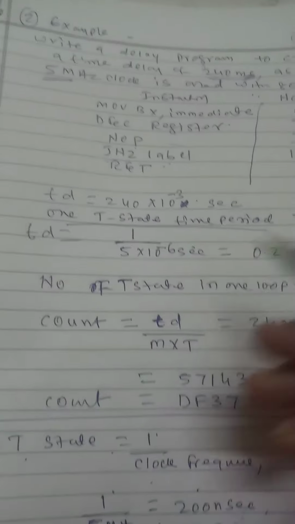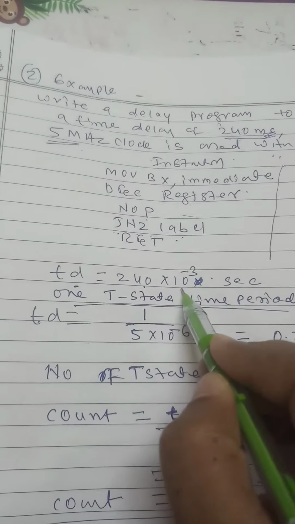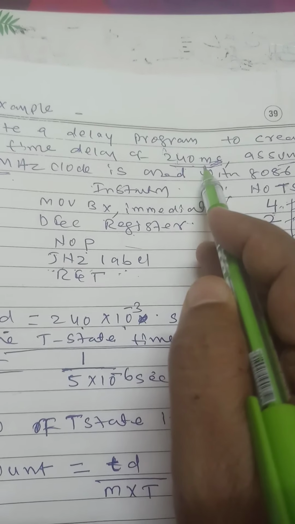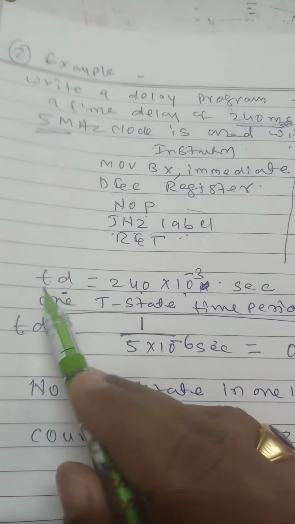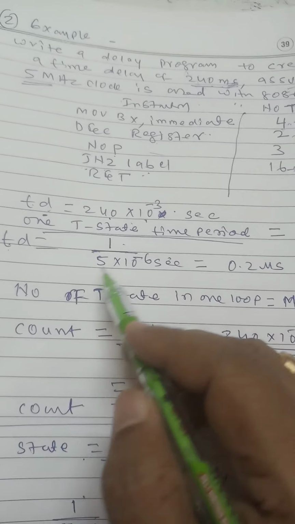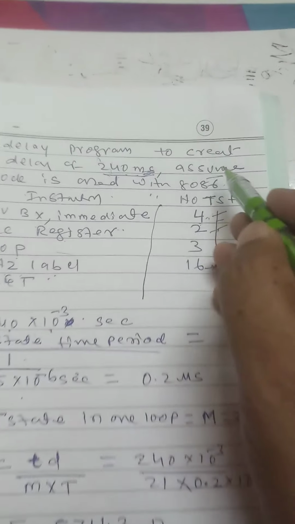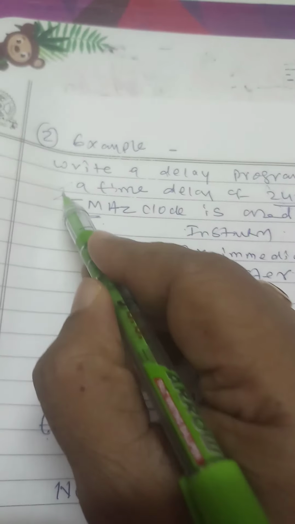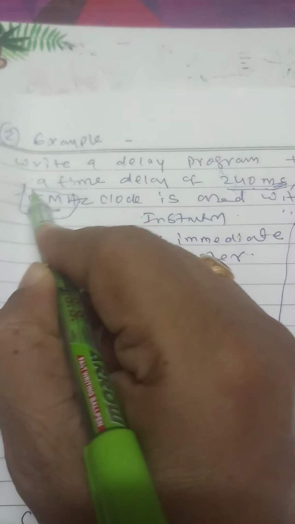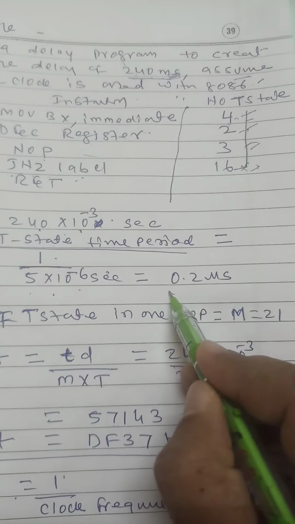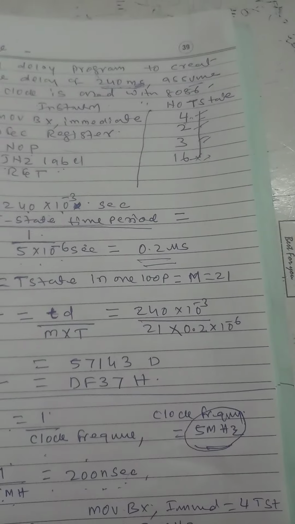Again here you can see TD is given as 240 millisecond. So that is the time delay. TD is nothing but the time delay. One T state you have to find. So the time of one T state is 1 by 5 megahertz. The 5 megahertz is already given in the question; this is the clock frequency for the 8086. So 1 by 5 megahertz gives 0.2 microsecond.